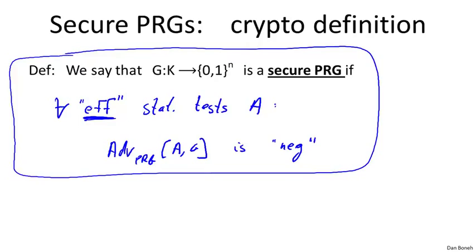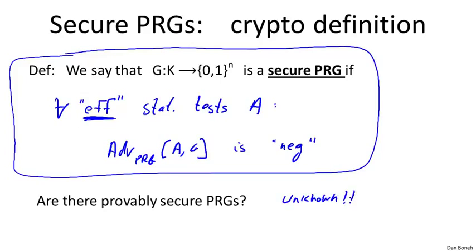Now that we have a definition, the next question is, can we actually construct a generator and then prove that it is a secure PRG? In other words, prove that no efficient statistical test can distinguish its output from random. It turns out that the answer is we actually can't. In fact, it's not known if there are any provably secure PRGs, and I'll say very briefly, the reason is that if you could prove that a particular generator is secure, that would actually imply that P is not equal to NP.